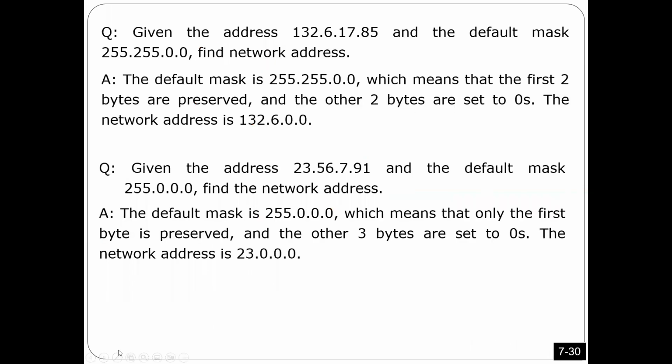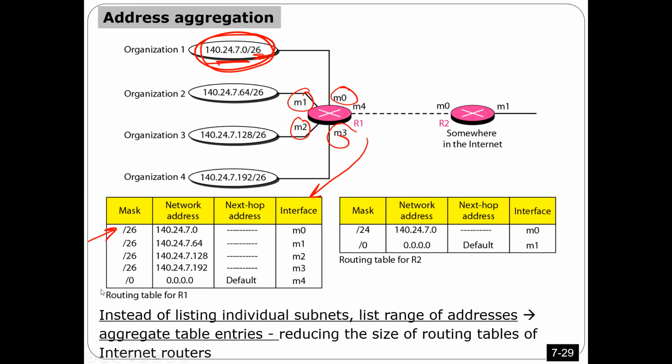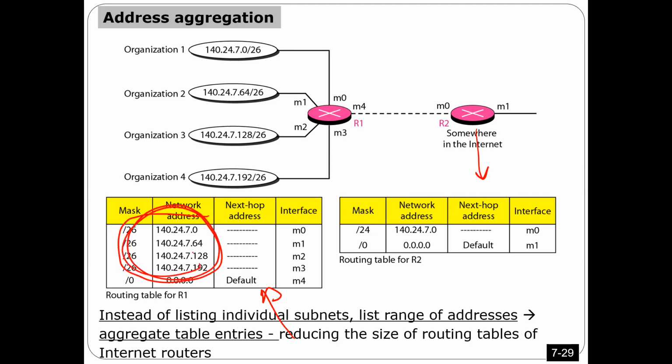The main idea, the idea of address aggregation, is this. This is the routing table for R1. For R2, I don't need to list all these networks. That's why I'm going to do aggregation now. Instead of having four records, four rows here, I'm going to express it in only one row. That's why we have aggregation.